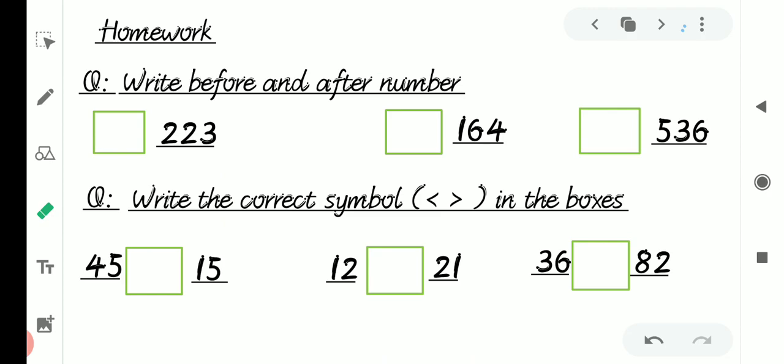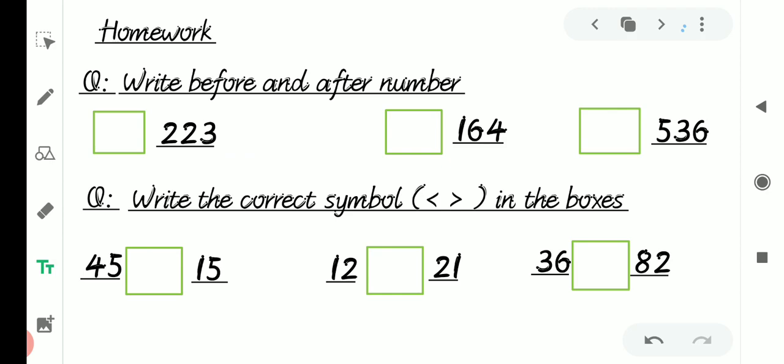And now you have to do this homework at home. What is the first question? Look over here. Write the before and after numbers. 233, 164 and 536. These three numbers are given and the boxes are given. Accordingly, you have to write the before number and after number. Before 233, what comes, you have to write in this box. Before 164, what comes, write in this box. And before 536, what comes, write in the boxes accordingly.